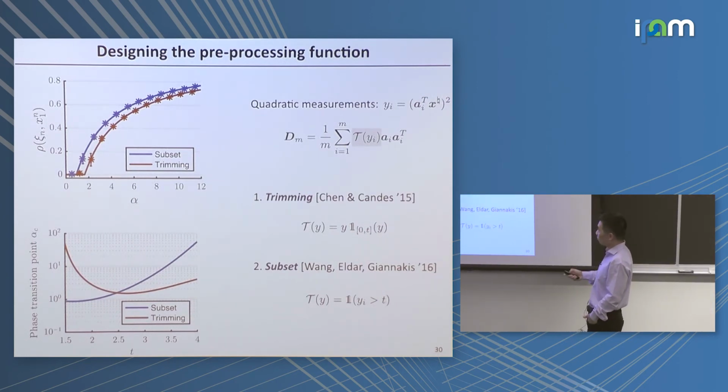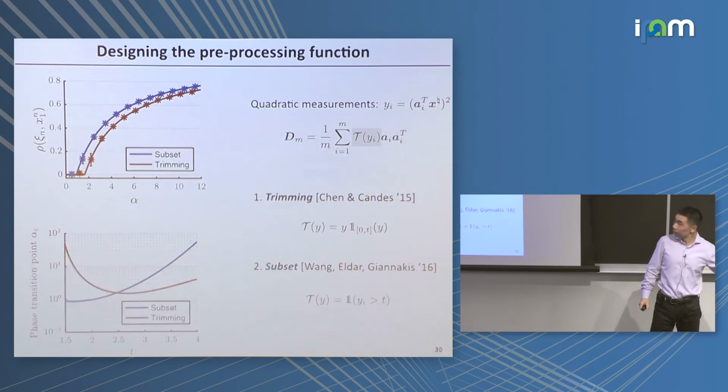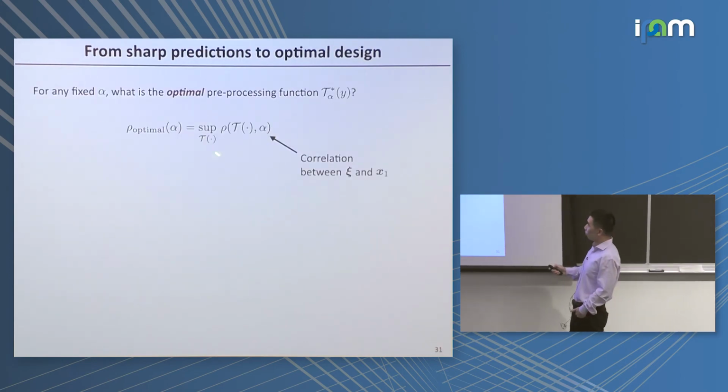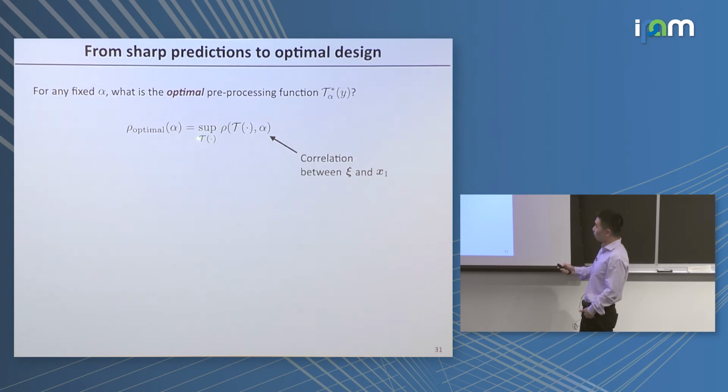And the question that we formulate is the following. Suppose we are given alpha, that means the number of samples per dimension. What is the corresponding t that can maximize rho, the correlation? That's the problem. It's a functional optimization problem. You want to find the best function t that can maximize the correlation for any fixed alpha.